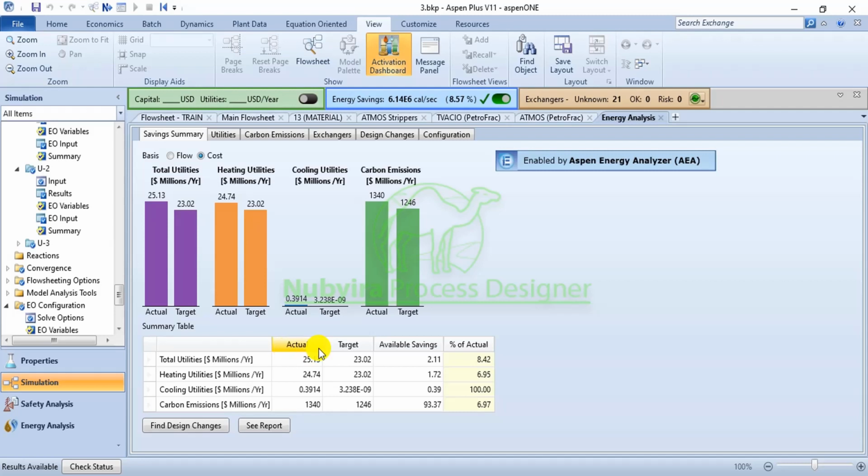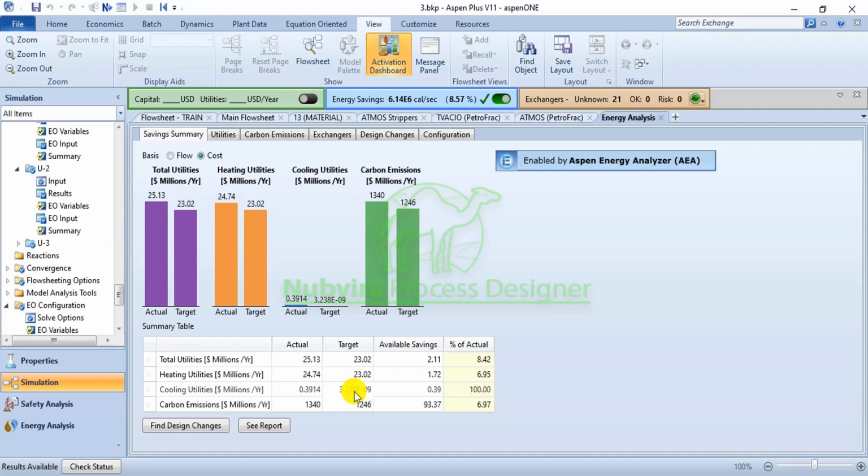We have the actual, target, available, and percent of the actual that we can save from the theoretical calculation of the heat exchanger network. It's going to do pinch analysis on the calculation to calculate the theoretical amount of heat that can be exchanged between the hot and the cold streams in the heat exchanger network, and calculate the minimum amount of heating duty and the cooling duty that we need. You understand? So then you have the heating utilities here and the cost.